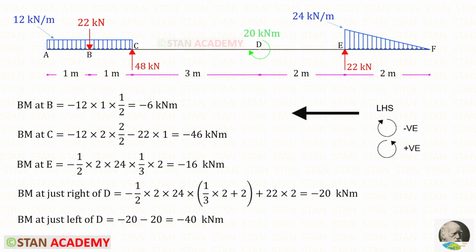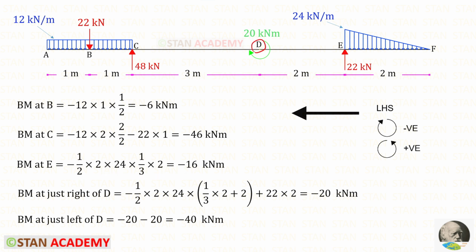To find the moment values at E and at D, let us use the left hand side rule. Let us find the moment at E. This UVL is acting in the clockwise direction, so negative. We know that this is the area and this is the centroid distance about E. Finally we will get minus 16.